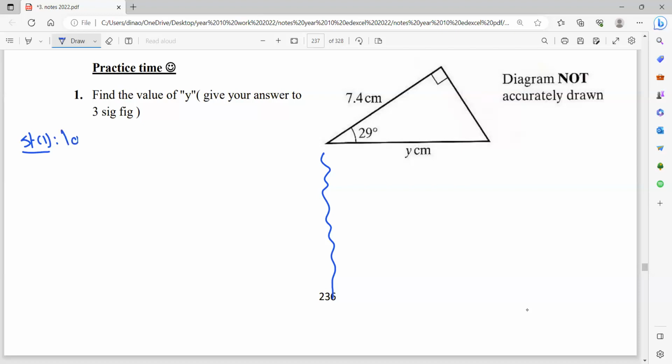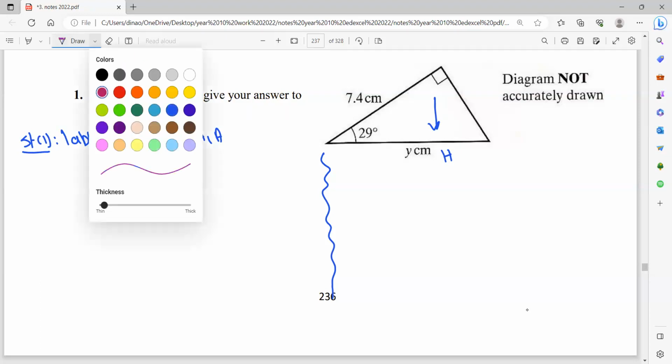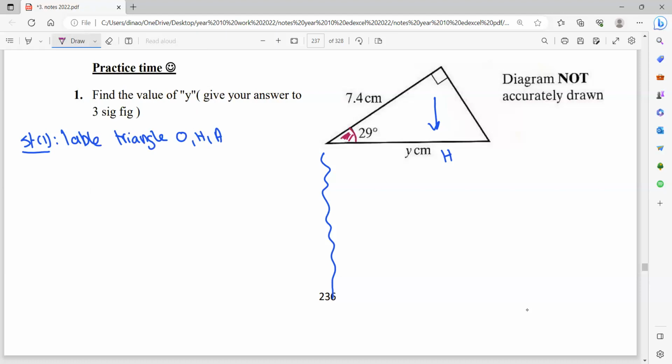Step number 1, label the triangle. What do I mean by label the triangle? Label the sides, opposite, hypotenuse, and adjacent. Now, as we said, the longest side facing the right angle, this is your hypotenuse. And then where are the opposite and the adjacent? Again, I emphasize, to determine which side is the opposite and which side is the adjacent, we must have another angle labeled in the triangle, as you can see. This is the angle labeled in the triangle. The side facing it is the opposite. And the side connecting the angle and the right angle is the adjacent.